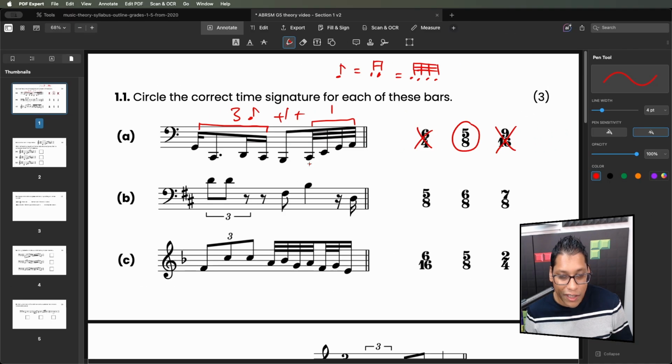We want to start by looking at what sort of note values we have. Well, looks like we have a lot of quavers. And from our time signatures on the right-hand side, we can see they're all dealing with quavers. So it looks like we're going to have to count quavers here.